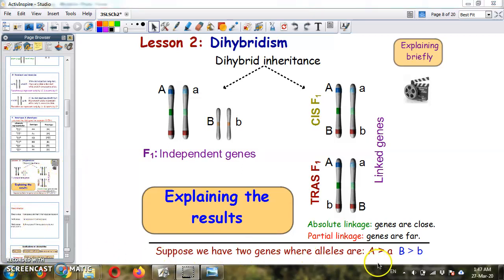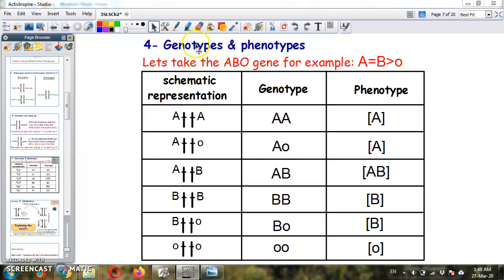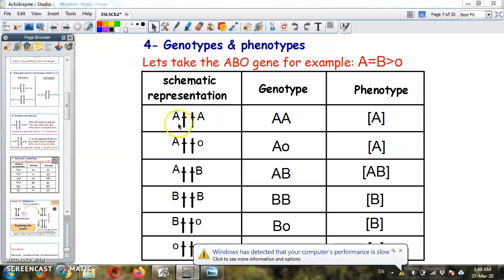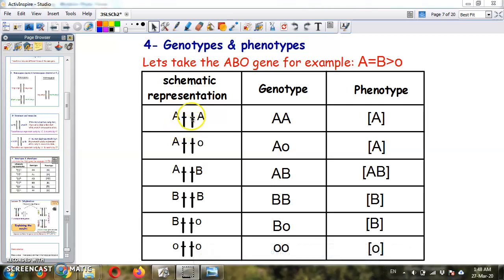Of course, as usual, we are considering capital letters for dominant alleles and small letters for recessive alleles. Also, genotypes versus phenotypes can be represented as a schematic representation on chromosomes like this case. If an individual has two capital letter alleles carried by autosomes which have the same length or shape, the genotype representing this schematic representation can be capital A, while the phenotype will be capital A in brackets.